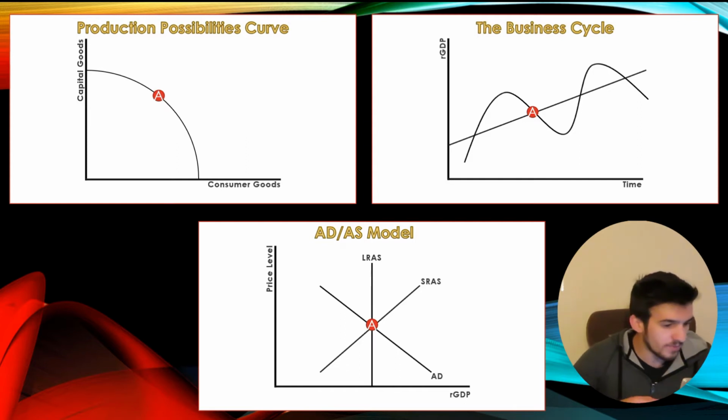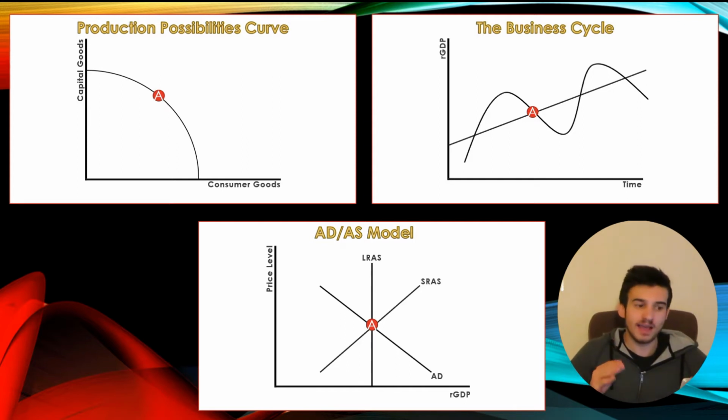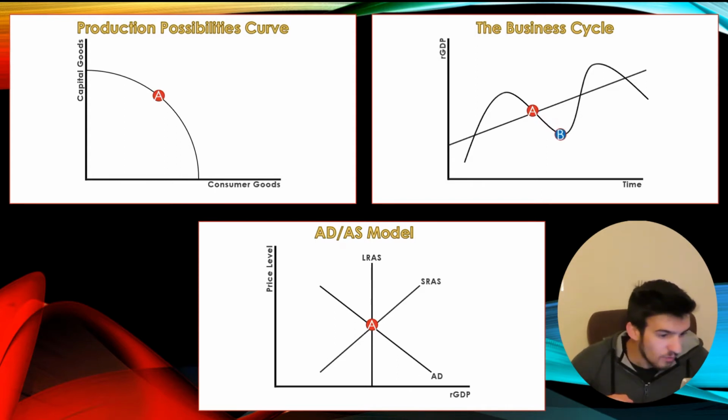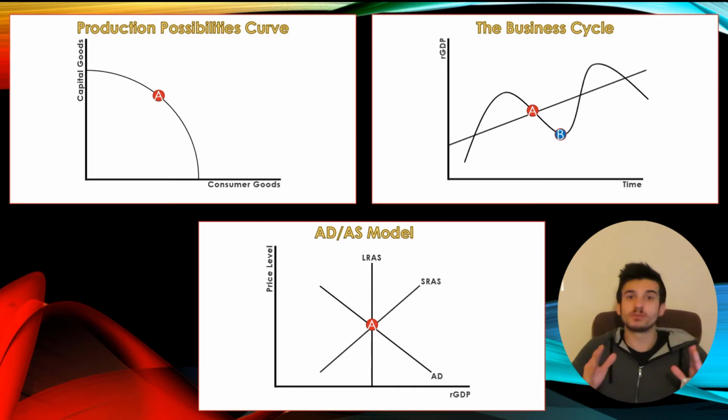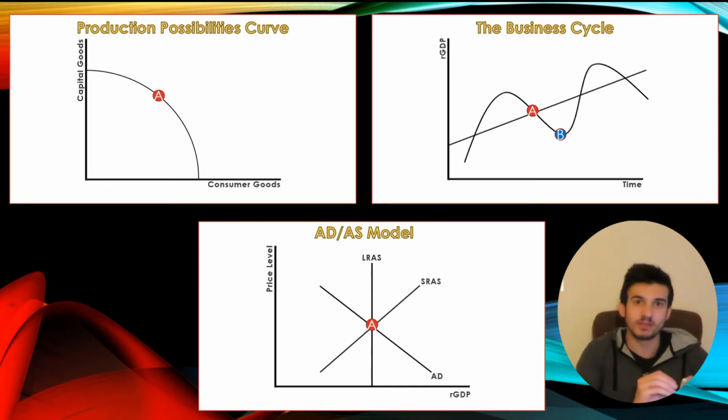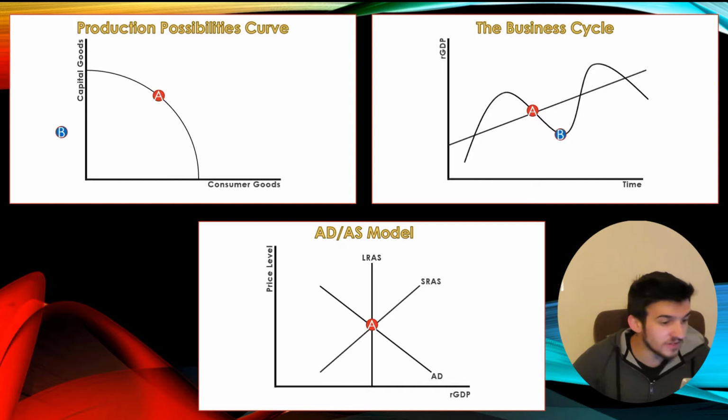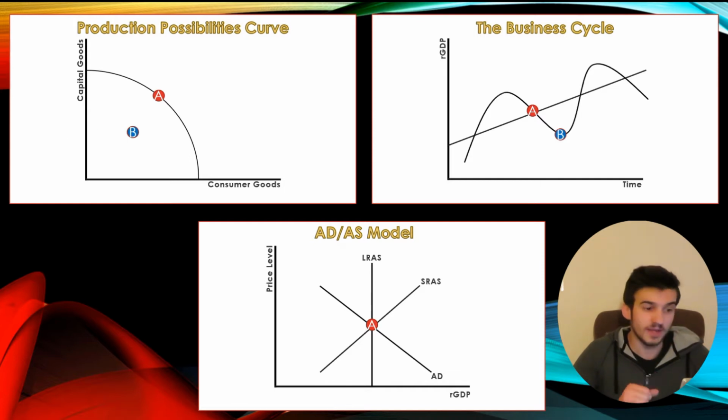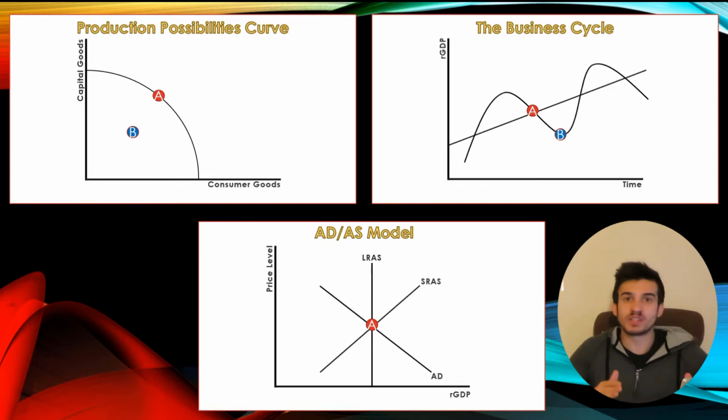So let's take a look at our business cycle. What has to happen next? Well, our business cycle shows that we are going down into a recessionary gap. From our last review, we know that when we're in a recessionary gap, we are producing inside of the production possibilities curve. Point B on our graph is going to show us below full employment. On our ADAS model, you can see that we are operating in a recessionary gap.